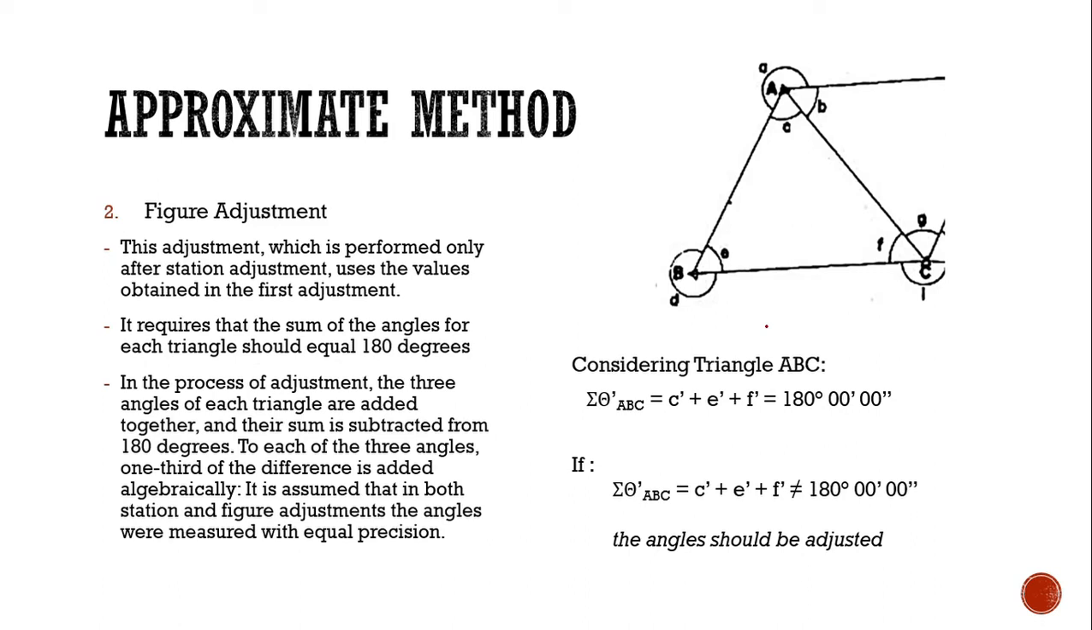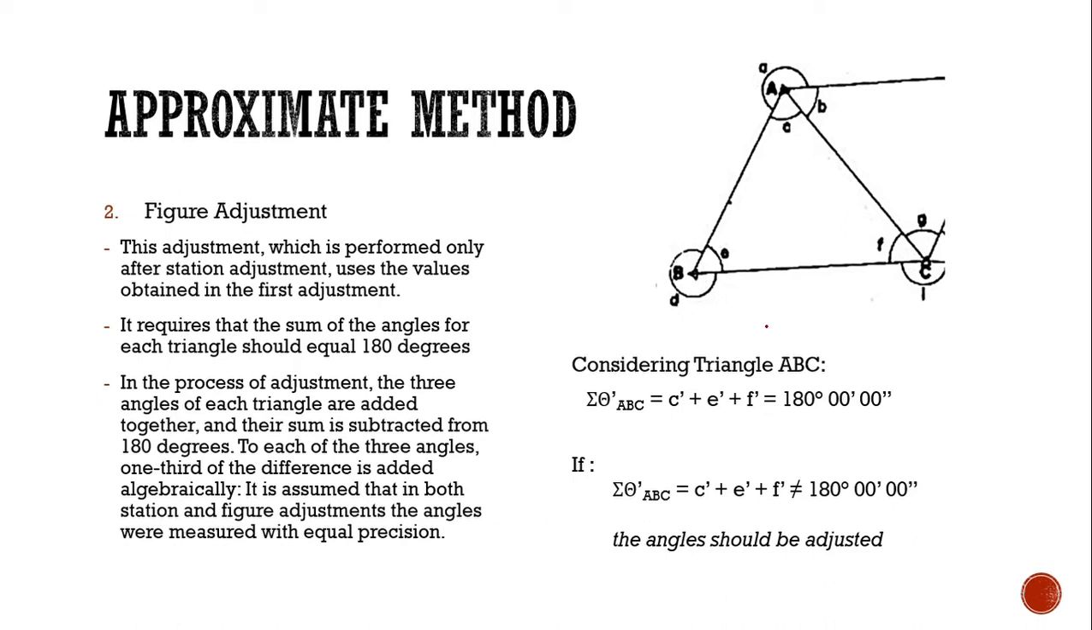So the next step of the approximate method is figure adjustment. This adjustment, which is performed only after station adjustment, uses the values obtained in the first adjustment. It requires that the sum of the angles for each triangle should equal 180 degrees. So if we consider this example in our figure, considering triangle ABC, we have interior angles of the triangle C, E, and F. Their summation should be equal to 180 degrees.